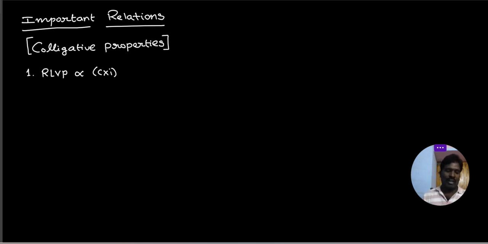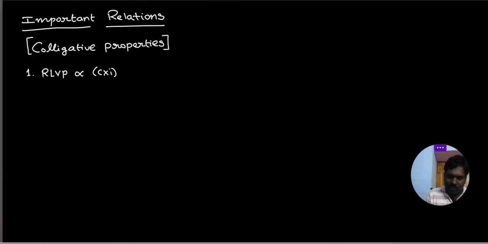So first one, relative lowering of vapor pressure. Now I am explaining tricks only, not the complete explanation. Tricks are very important for the NEET exam, JEE Mains exam and JEE Advanced also. So relative lowering of vapor pressure is directly proportional to C into I.